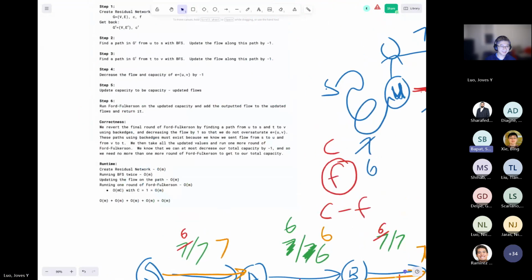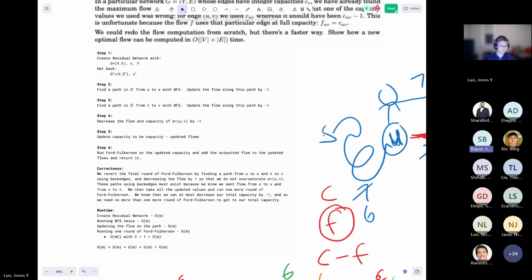In the solution, for the step where we update the flow along the path, I was curious why that is O of M, because I thought the previous array would have at most N vertices. That is true. I think either is fine. You can say O of N or O of M. I just like to work with M when it's edges, but yeah. Okay, let's go with O of N. I like that more. Updating the flow on the path is O of N.